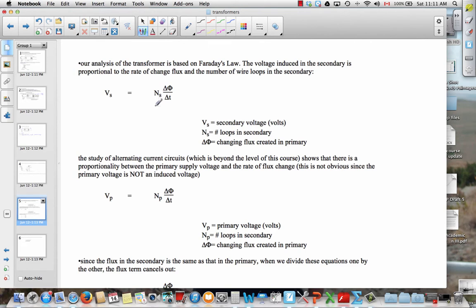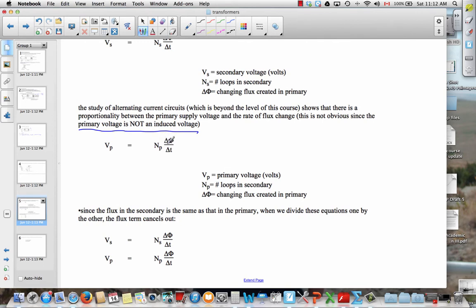Now, the transformer principle, mathematically, is based on Faraday's law. So we've said that the secondary voltage is an induced voltage, so we can use this version of Faraday's law. If we get more into the study of alternating current circuits, we'll see that the primary input voltage, an AC voltage, gives us a changing flux that's in direct proportion. Now, this looks like Faraday's law, but the primary voltage is not an induced voltage, so this is a bit subtle, but it turns out to be true as well.